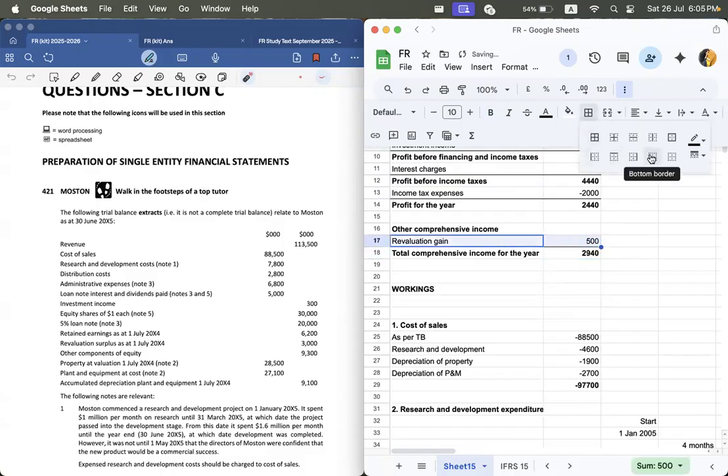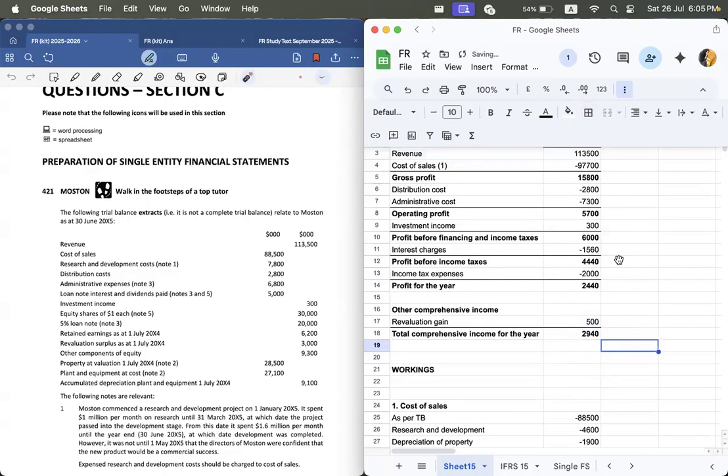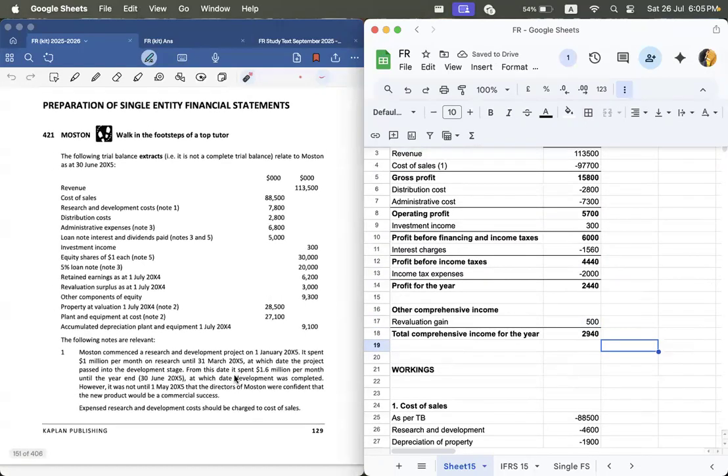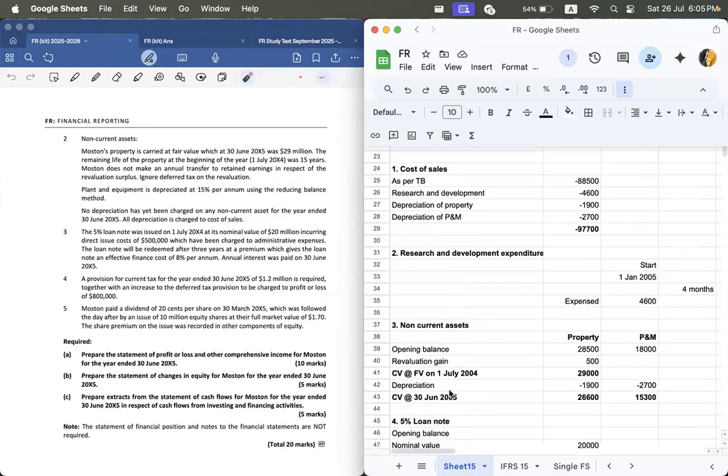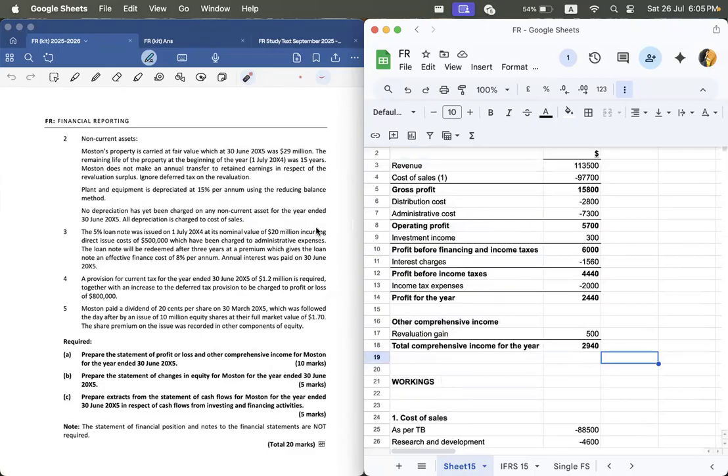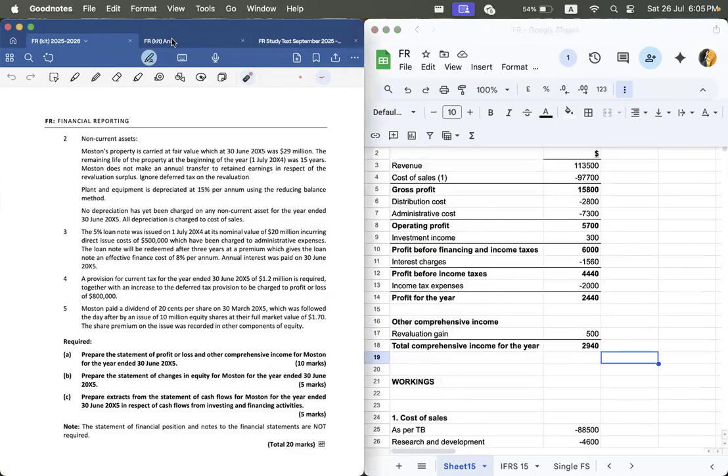Easy, no? Because this is an easy question. It's just making you get used to the SOPL. That's it. So the SOPL part is done. Let me check if it is correct.